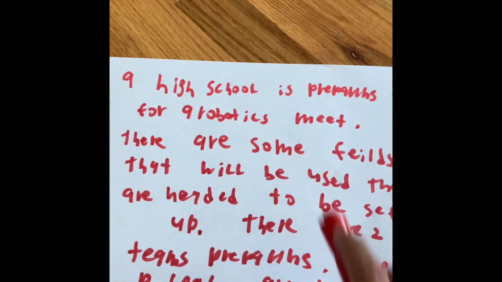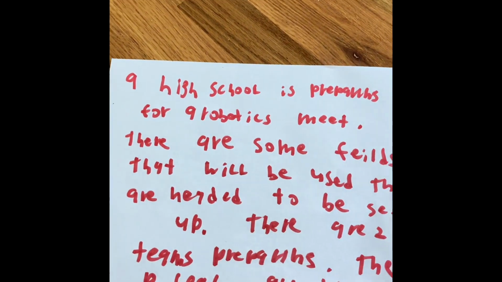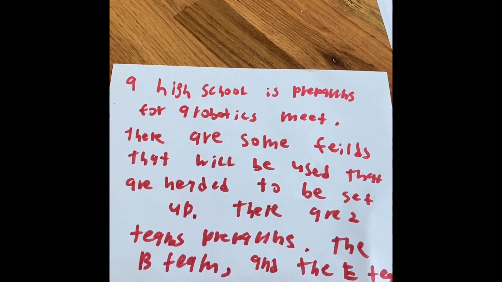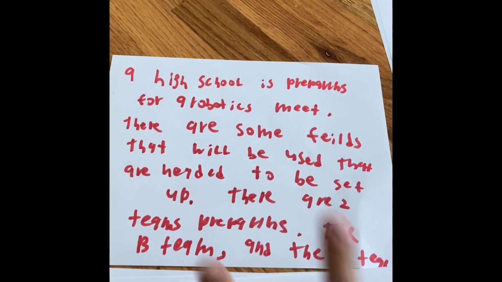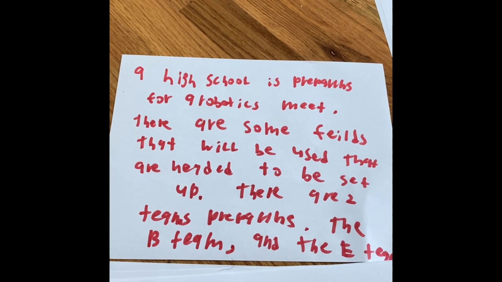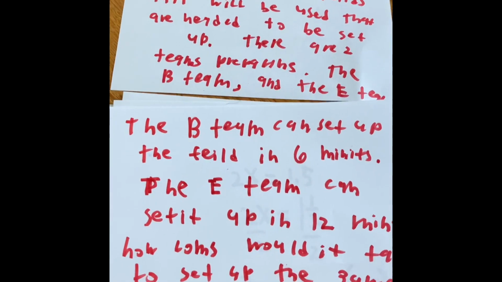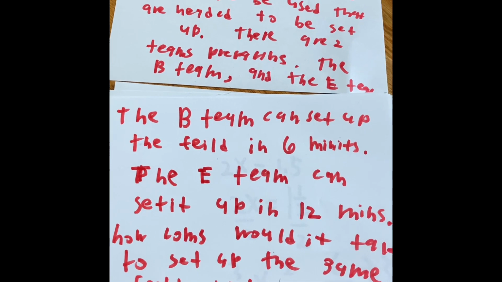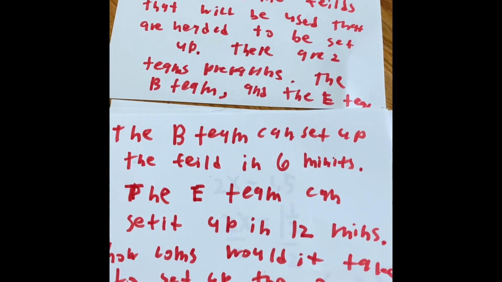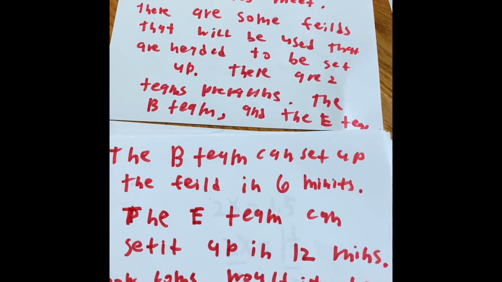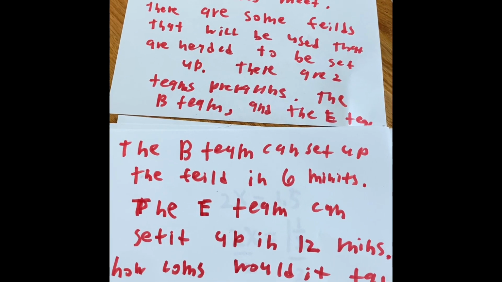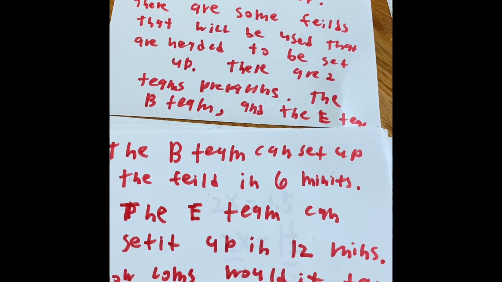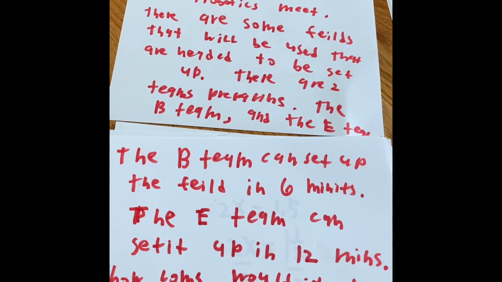A high school is preparing for a robotics meet. There are some game fields that they will be using to set up. There are two teams preparing, the B team and the E team. The B team can set up the field in 6 minutes, while the E team can set up the field in 12 minutes. So, when there's a robotics meet, each team has a different number and a different letter, according to which team they are, so people don't confuse which is which and who is who.